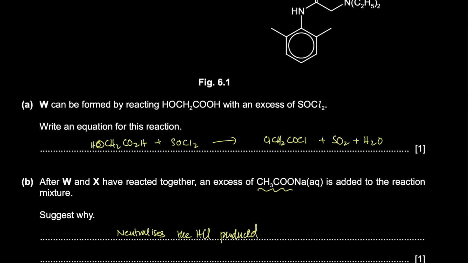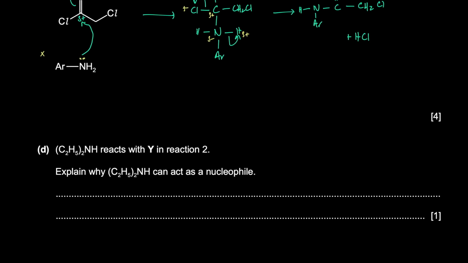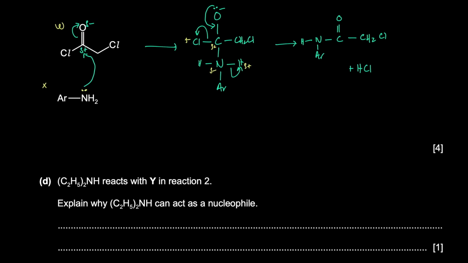It can act as a nucleophile because it has a lone pair of electrons to donate on the nitrogen atom. Remember, nucleophiles are species that donate lone pairs of electrons. So here we can say that the nitrogen atom has a lone pair of electrons that it can donate to form a dative bond.